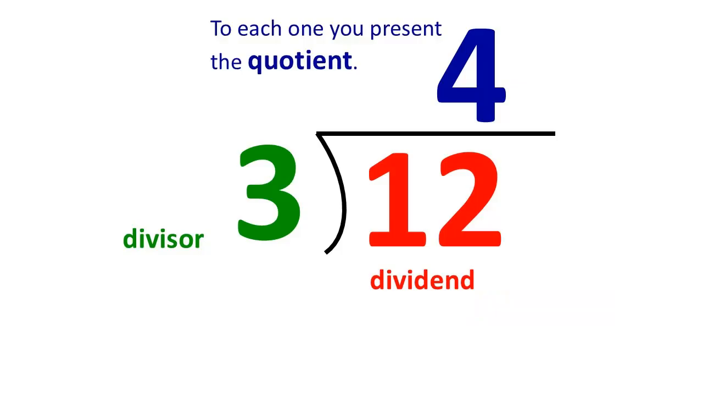The number that goes on top of the division bracket is the quotient. It is the answer to the division problem. If you are dividing 12 cookies among 3 people, the solution to the problem is to present 4 cookies to each of them.